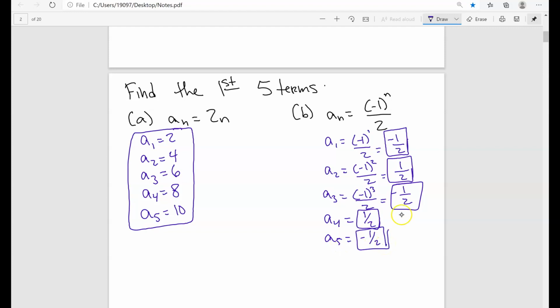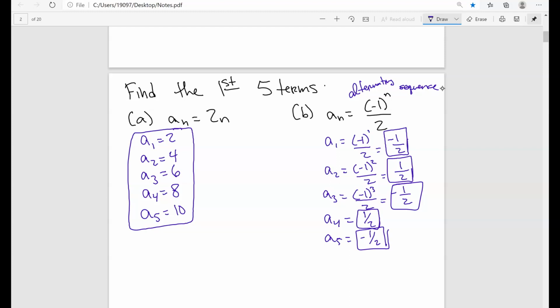So this is actually what we call an alternating sequence. Basically, what an alternating sequence does is that it continues to swap the sign. So the sign is continuously swapping in that case.